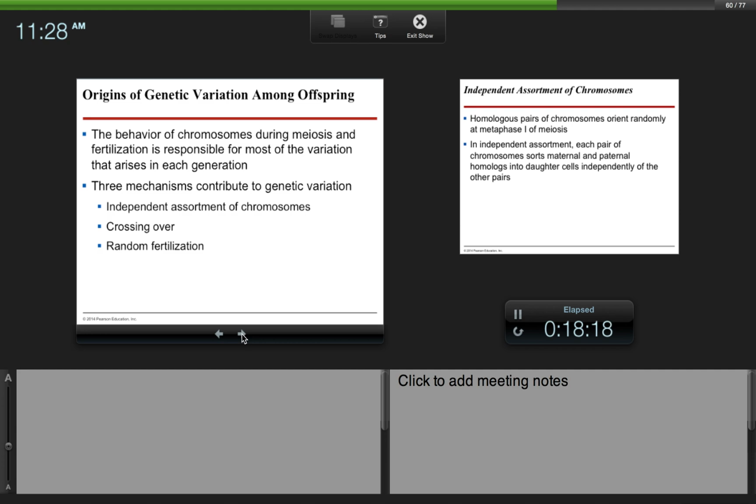Think of that 46 times, okay? Well, actually, yeah, 23 times. So 23 pairs of chromosomes lining up randomly at the metaphase plate, and they sort independently. So you have many different variations in your gametes with regard to which maternal and paternal chromosomes end up in which cell. And then you have crossing over, the exchange of genetic information between homologous chromosomes, and then you have random fertilization, which just means that any sperm can fertilize any egg.